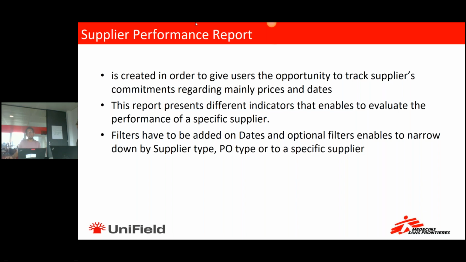This report presents different indicators that enable us to evaluate the performance of a specific location. You can also add filters on the report, but these filters are optional. For example, you can see the performance of my international suppliers, or filter by PO type, or by a specific supplier. You can choose, I want to know how supplier A is performing.